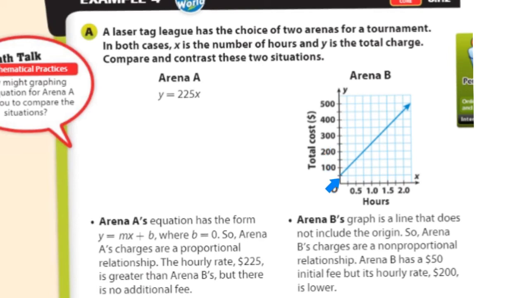So they have a fee, plus they're charging more per hour. So those are things that you can say about these two graphs, and you can read here also. We would say this is non-proportional.